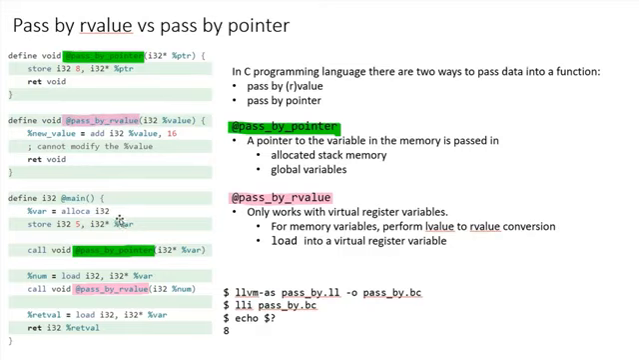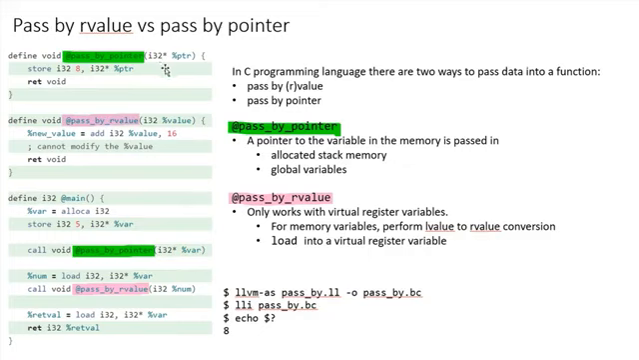Now in the main function I am allocating a 32-bit integer and assigning the value 5 into it. And I'm calling pass by pointer here with that variable. So %var is a pointer to 32-bit integer. So the actual pointer to the allocated stack memory is passed in, and a store is performed into that memory location, as you see here.